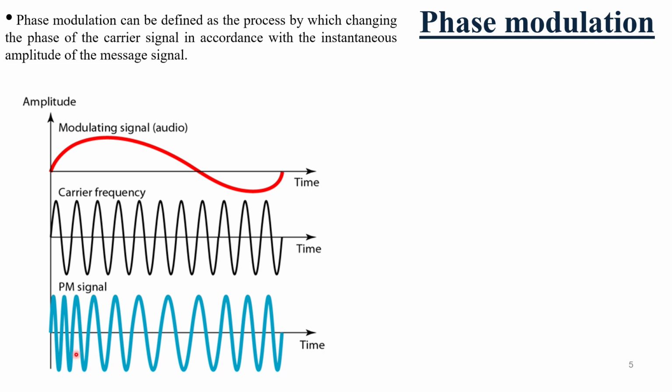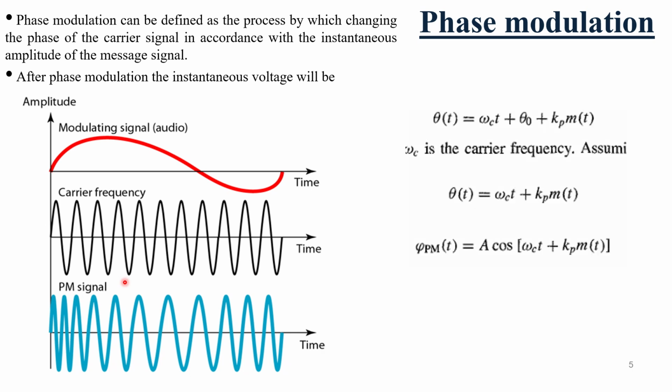So phase modulation can be defined as the process of changing the phase of the carrier signal in accordance with the instantaneous amplitude of the message signal, right? So mathematically, how can we write it? First we have to find the instantaneous angle, that is omega ct, the carrier frequency, along with the angle. In frequency modulation mostly we keep theta naught as 0, we are not talking about it, but here we state the angle and we will keep it varying, right?